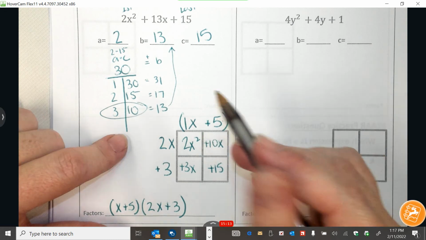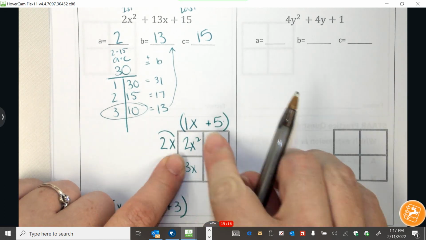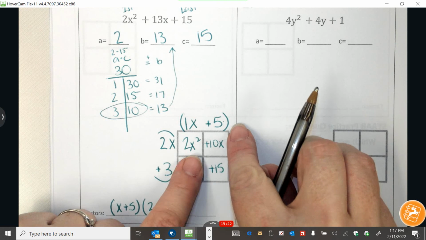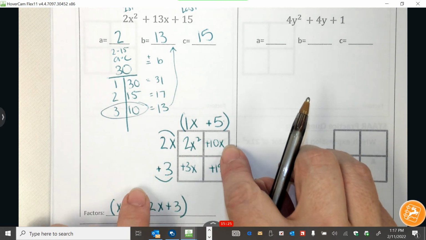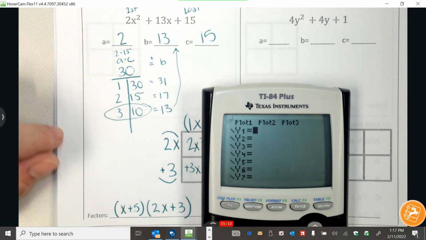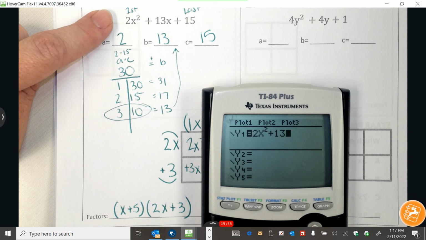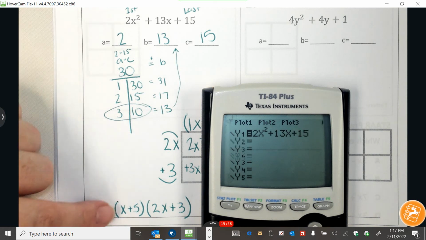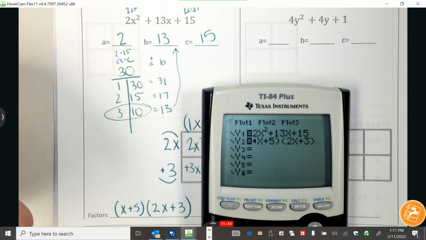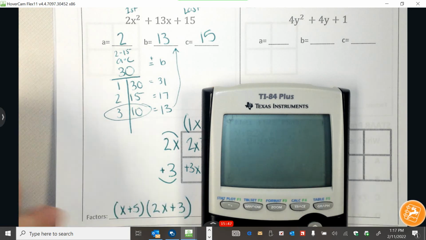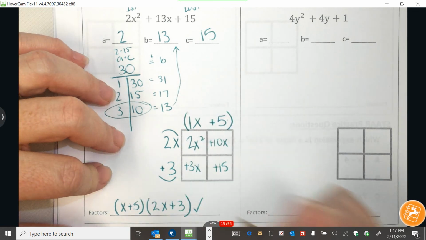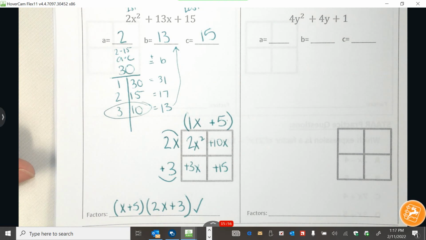A way to check this is 2x times 1x, 2x squared. Is 1x times 3, 3x. Is 2x times 5, 10x. Is 3 times 5, 15. Now, could you also check it here in your y equals? Yeah, 2x squared plus 13x plus 15 is what was given to me. I came up with x plus 5, 2x plus 3, and what do I do now? Second graph. Does y1 and y2 match everywhere? Then I did it correct. Does that make sense? So let's look at the next one.